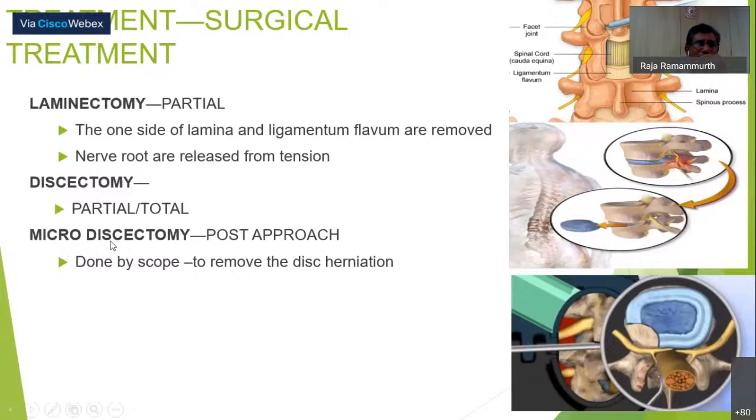That is the microdiscectomy, right? This microdiscectomy can be done by either a male or a female surgeon. They do it with a posterior approach, using a scope to remove the herniated disc. Here you can see the part of the disc which got herniated and started compressing the nerve pathway, which is removed by the surgeon through the microdiscectomy procedure.